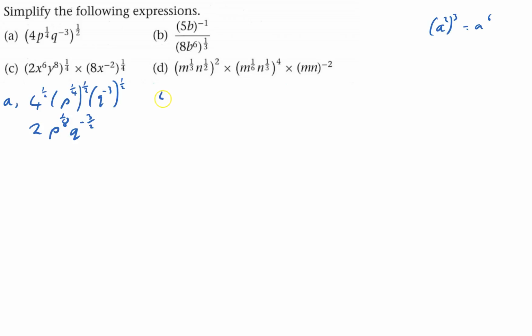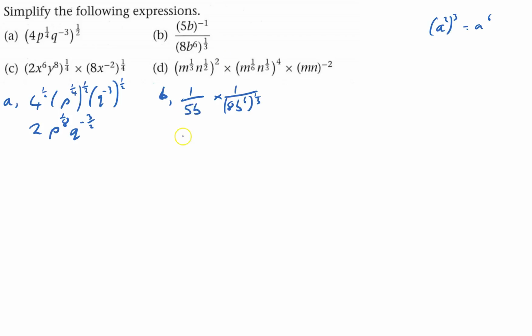B. Right, this one here, you've got the 5b all to the power of minus 1 means 1 over 5b. And I need to times that by 1 over the bottom bit, 8b to the 6 to the 3rd, like so. Because if it had been 5b without being to the minus 1, it would have been 5b times by 1 over this. But it's to the minus 1, so it's 1 over.